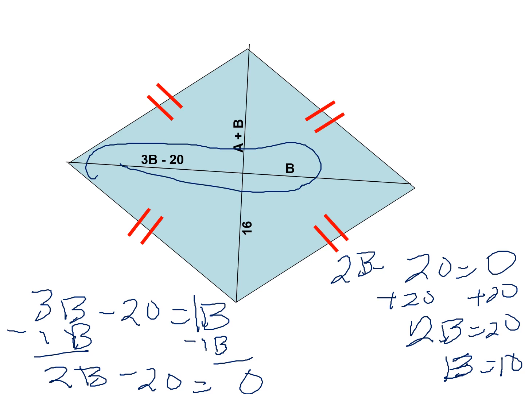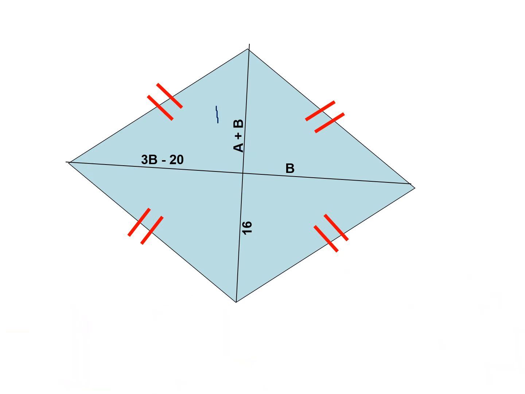Now you can take that answer and plug it in to the up and down pieces. B is 10. 10 plus A equals 16, so that's an easy one. A is going to be 6. How'd you do?